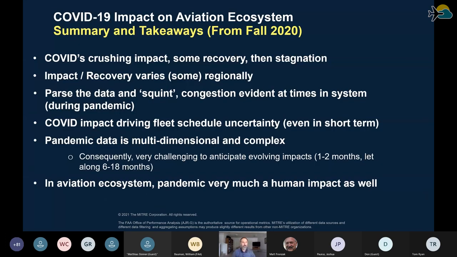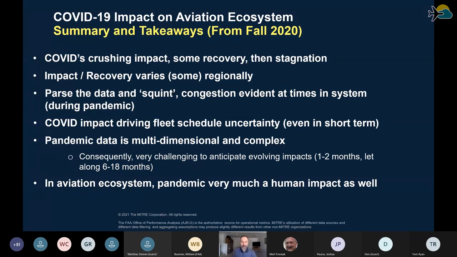So this was a summary and takeaways on the aviation ecosystem. This is the same slide I showed in fall, but I want to talk about it in a little bit of a different light. So I talked about COVID's crushing impact, some recovery, then stagnation. We're still kind of stagnated a little bit. It's coming back and it really could roar back. All other parts of our society seem to be waiting on the cusp, right?